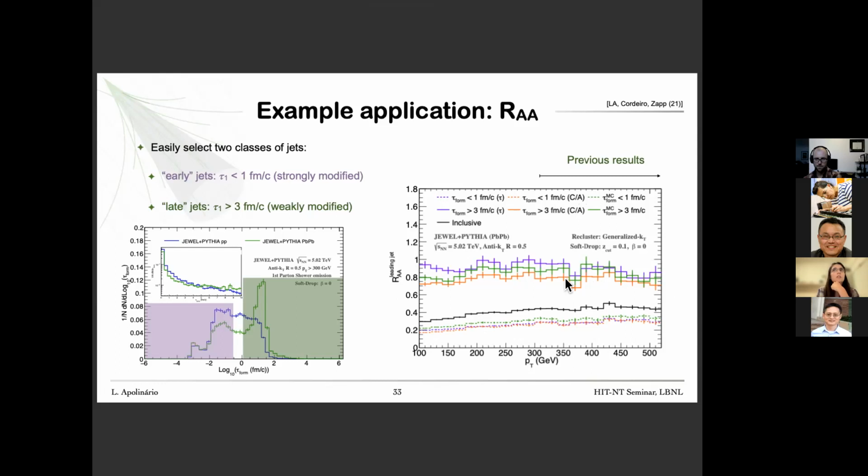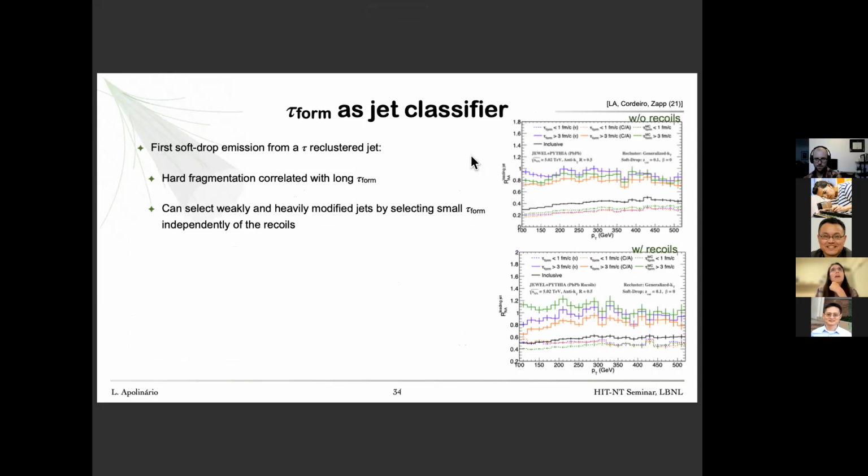Cambridge-Aachen seems to yield constantly slightly more quenched jets than the Monte Carlo truth. But one thing is for sure: using this metric, we can indeed select jets that were strongly modified, which we labeled as being early, and jets that were weakly modified, which we labeled as being late jets. And this works equally well, depending on whether we have recoils or not in Dual.